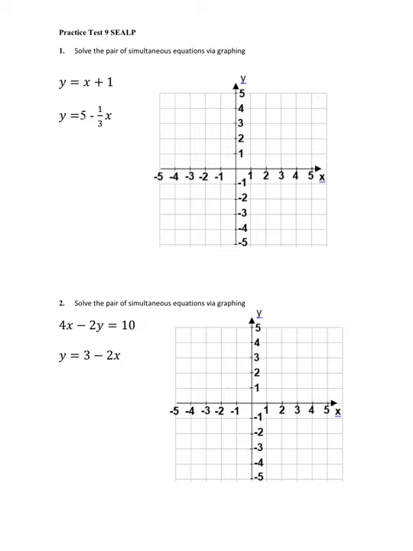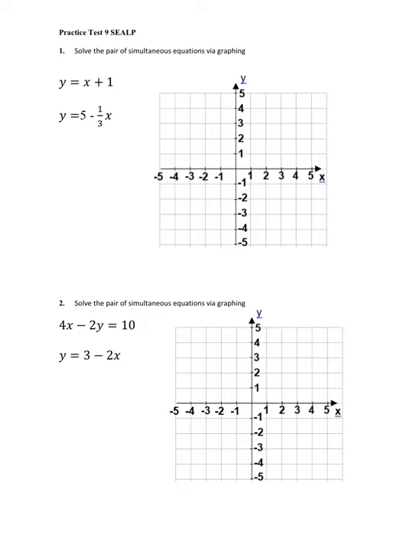So skip ahead if you need help on a particular question, but I'll just start from question 1. We're solving the pair of simultaneous equations via graphing. Okay, so we've got two equations, y equals x plus 1 and y equals 5 minus 1/3 x. What we've got to do is graph both of these lines and find where they intersect.